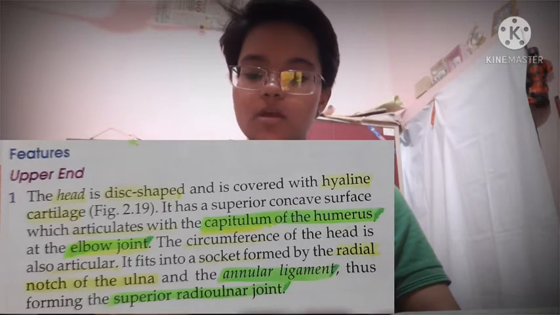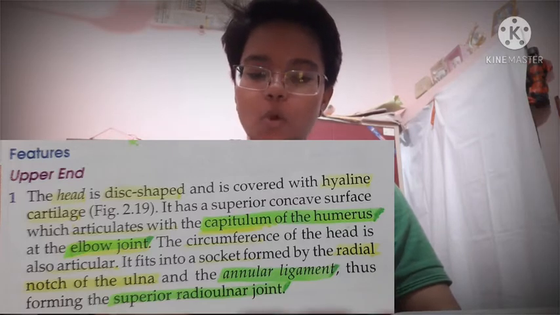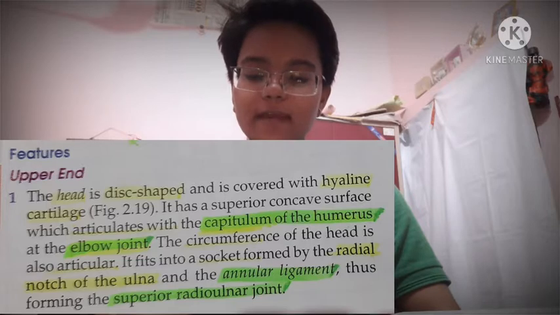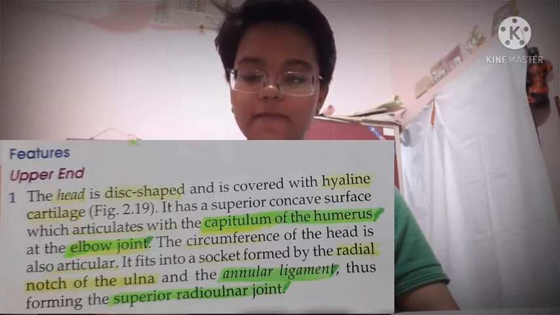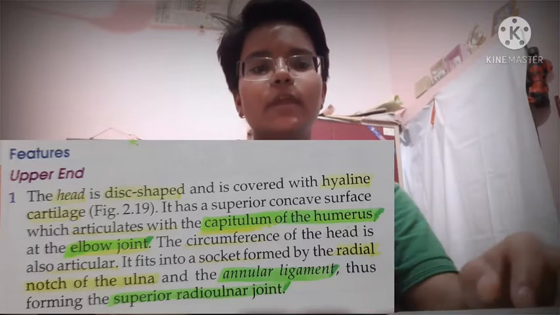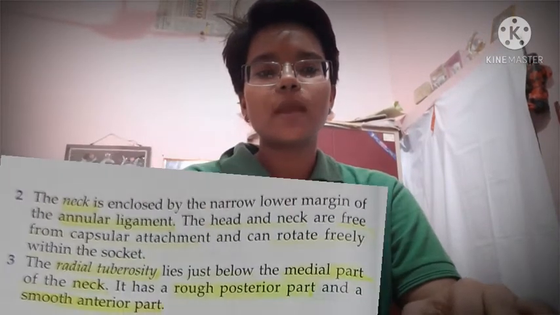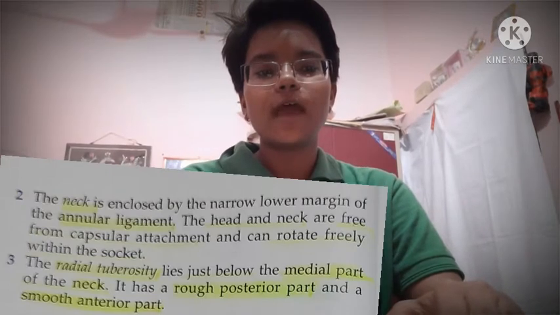Features: upper end. The head is disc-shaped and is covered with hyaline cartilage. It has a superior concave surface which articulates with the capitulum of the humerus at the elbow joint. The circumference of the head is also articular. It fits into a socket formed by the radial notch of the ulna and the annular ligament, thus forming the superior radio-ulnar joint. The neck is enclosed by the narrow lower margin of the annular ligament.